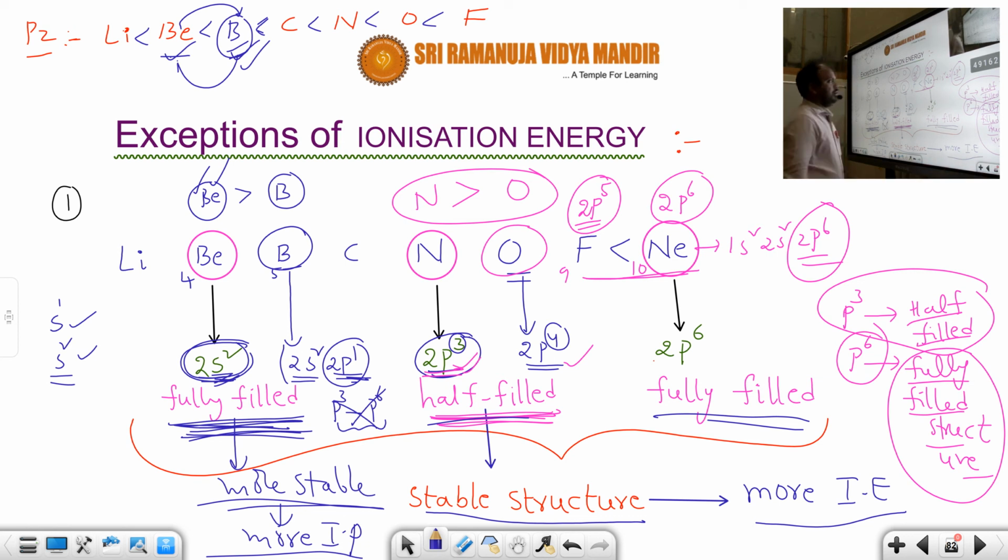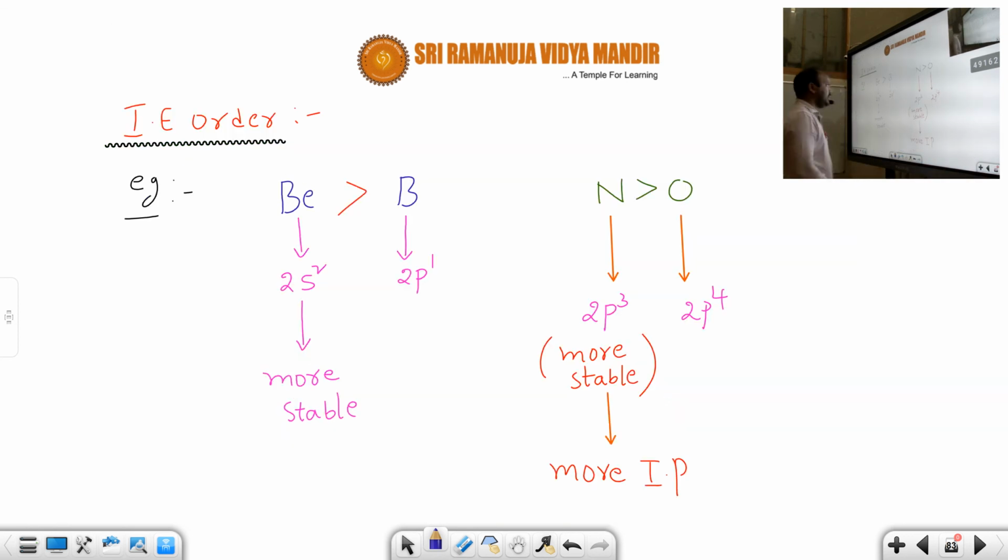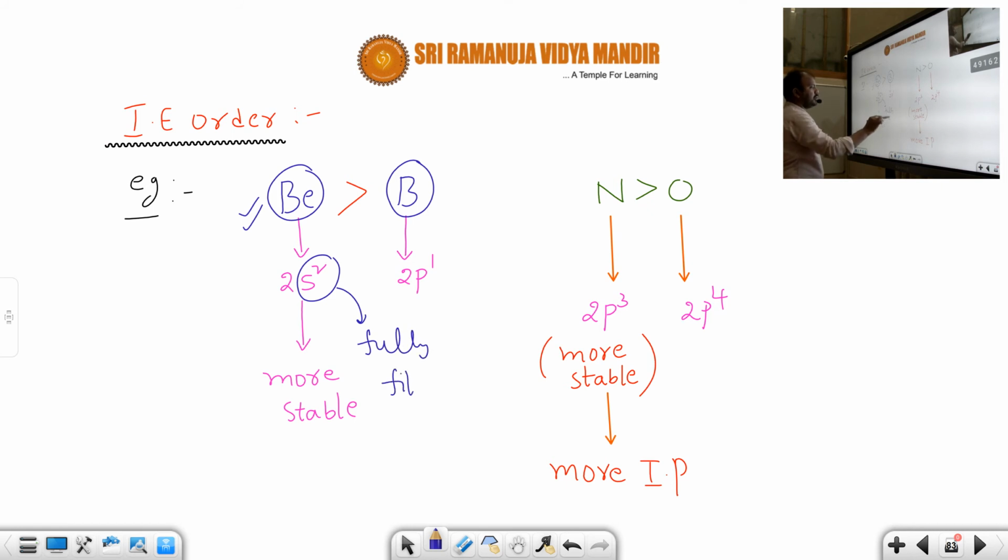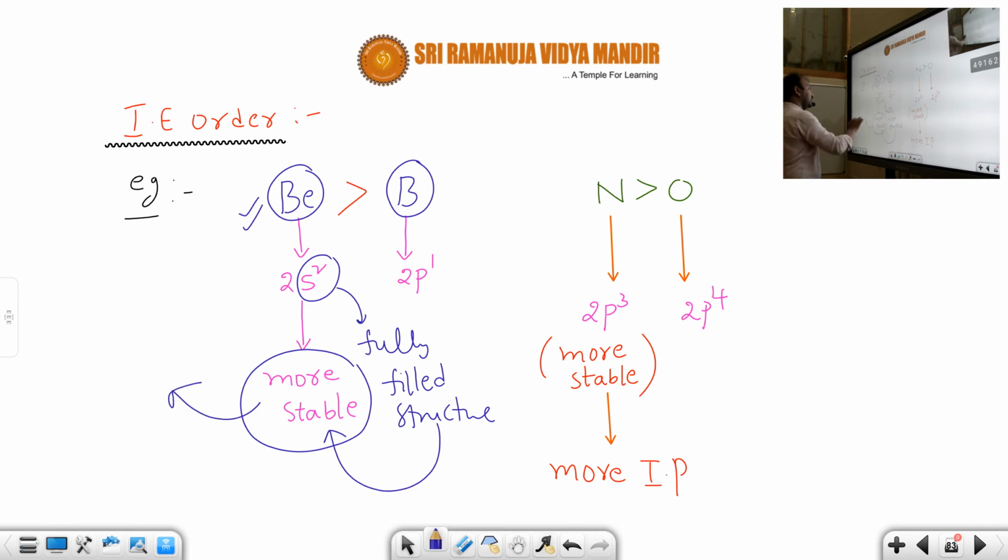So at last, what we conclude is that compared with boron, beryllium has more ionization energy due to the reason that here the s orbital is fully filled. The s orbital is a fully filled structure. Whenever there is a fully filled structure, it is more stable. Whenever it is more stable, it has more ionization potential values. I hope that you are very clear.